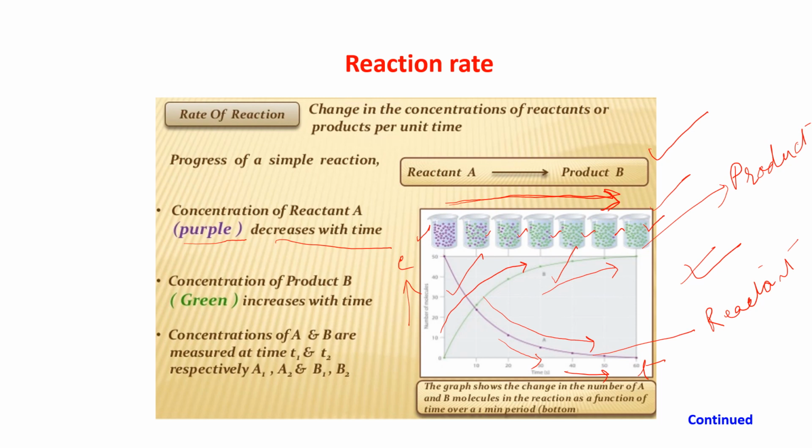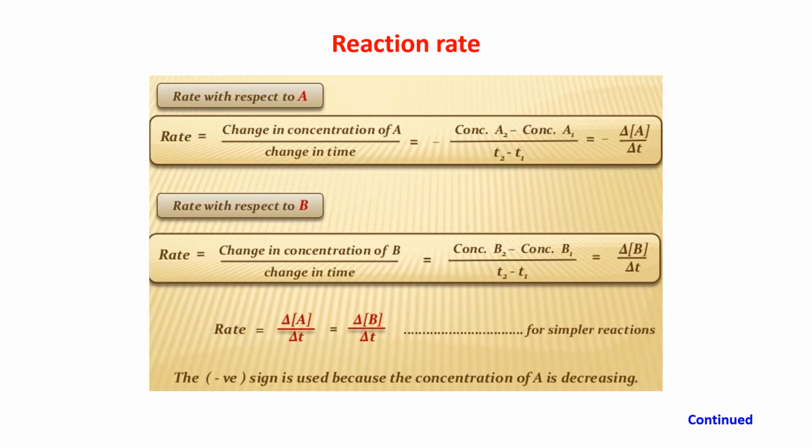So the concentrations of A and B are measured at time T1 and T2. They are respectively A1, A2 and B1, B2, suppose. Now, let us see what is happening in the next slide. How to find out the reaction rate? Rate with respect to A also you can calculate and rate with respect to B also you can calculate. A is the reactant and B is the product, as you have seen in the last slide.